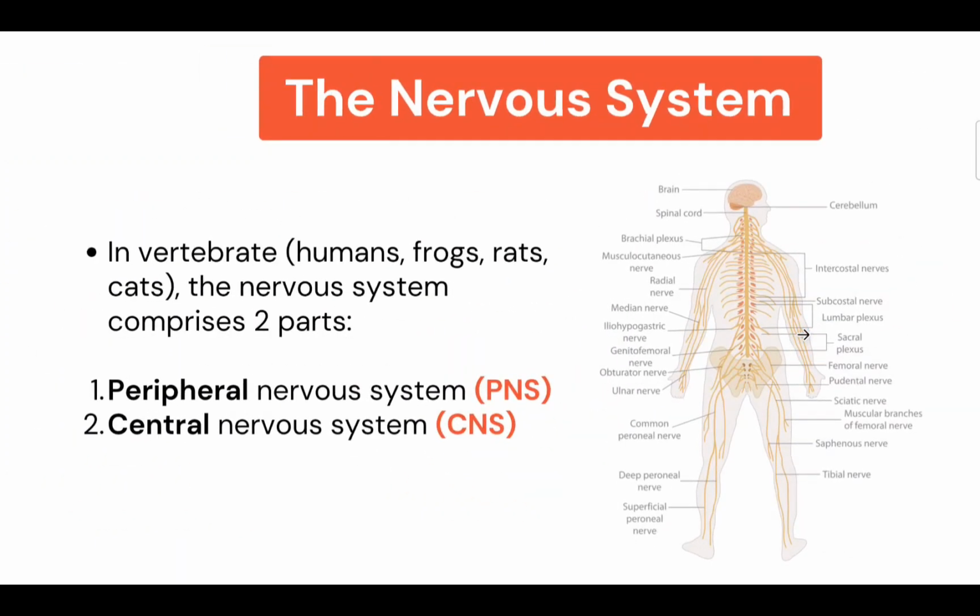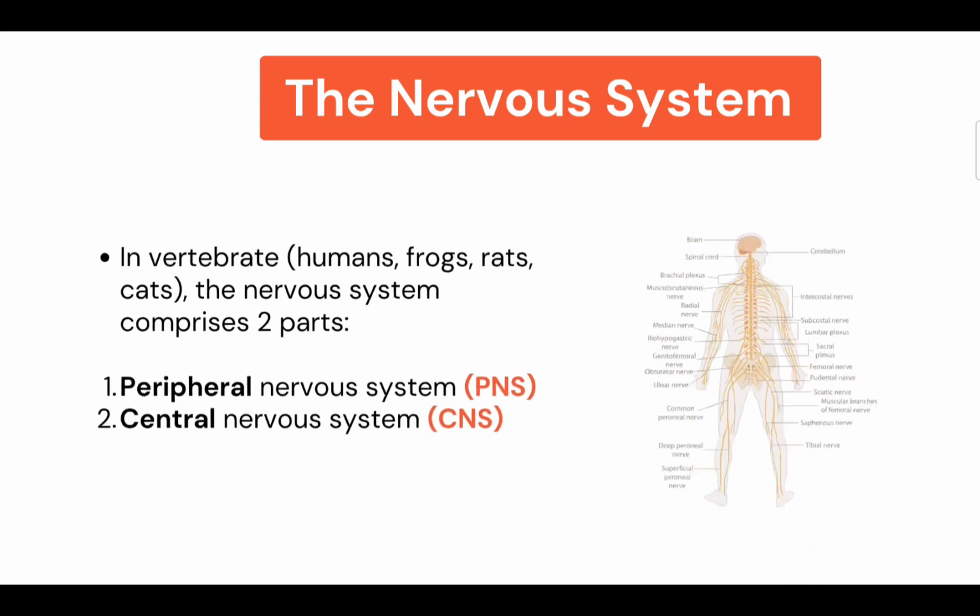Okay, and then for the nervous system: in invertebrates, humans, frogs, rats, cats, and other vertebrata, the nervous system comprises two parts, the peripheral nervous system and the central nervous system. So the PNS and the CNS. What is PNS? What is CNS?